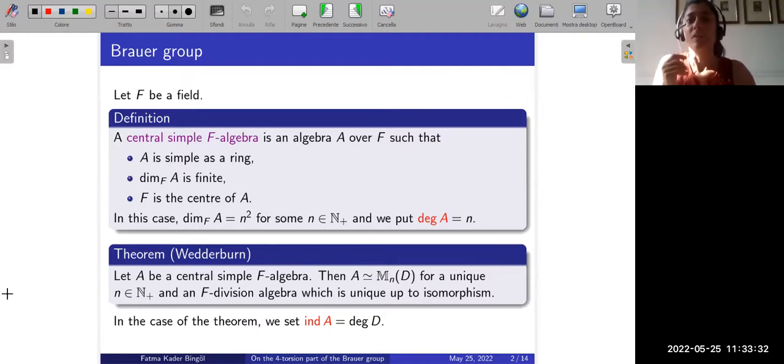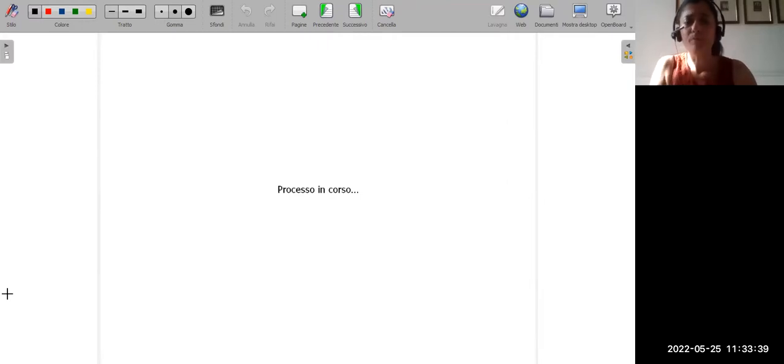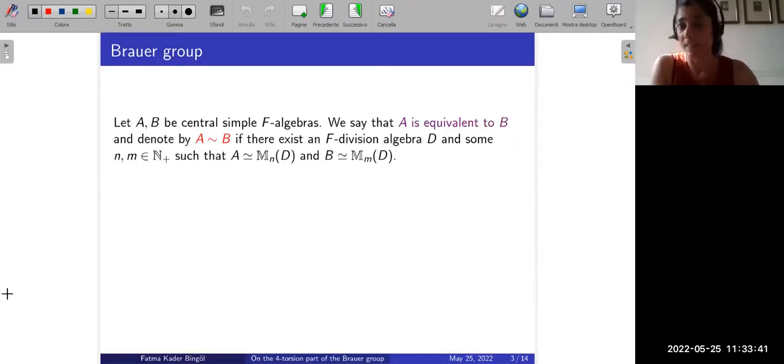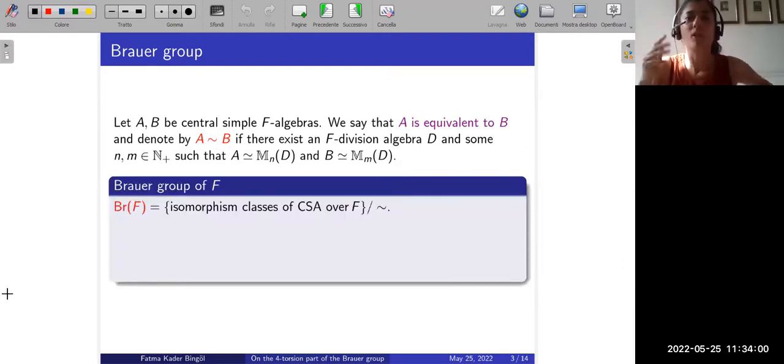An equivalence relation for these algebras was first considered by Brauer to study this object. So let's recall. Let A and B be central simple F-algebras. We say that A is equivalent to B, and denote it like this, if we can find a division algebra D and integers n and m such that A is isomorphic to the n times n matrix algebra over D and B is isomorphic to the m times m matrix algebra over D. So I can now give the definition. Consider the set of isomorphism classes of central simple algebras over F, and take the quotient by this equivalence relation.